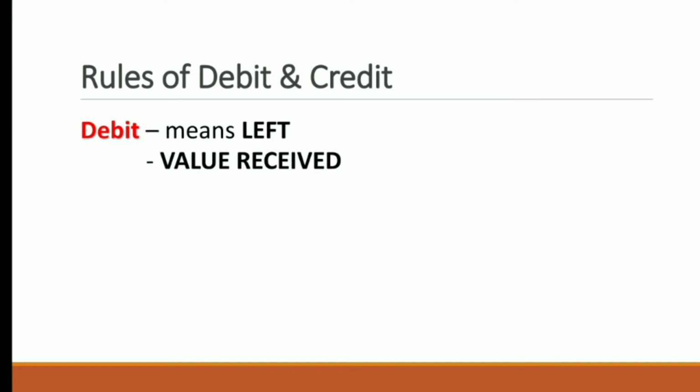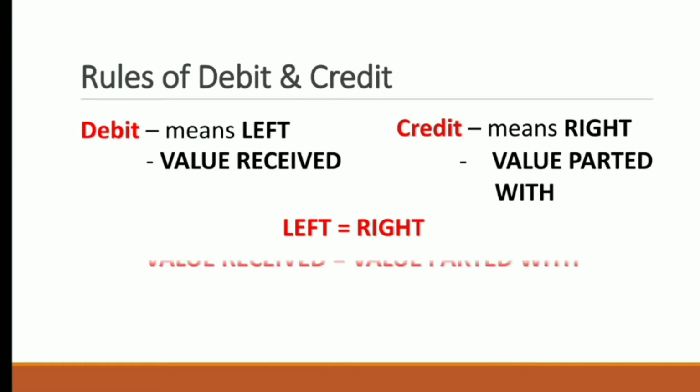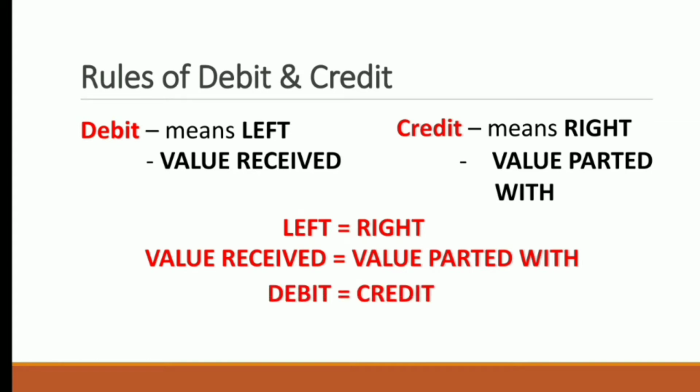So as we have discussed in the previous videos, the word debit means left, which also stands for the value received, and the word credit means right, which also stands for the value parted with. As a rule, the left should always equal the right. So this means that the value received must always be equal to the value parted with, or simply, the total debit must always be equal to the total credit.